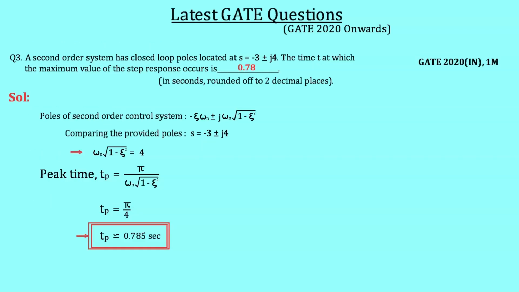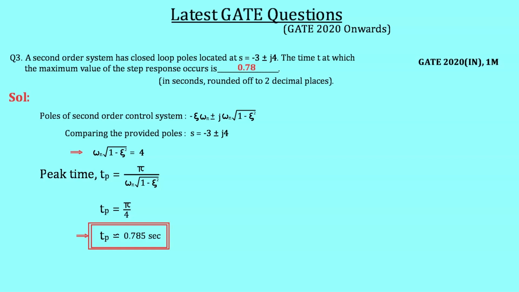We are aware that the poles of a standard second order control system are of the form minus zeta into natural frequency omega n, plus minus j omega n multiplied by the square root of 1 minus zeta square. After comparing it with the poles provided in the question, we get the value of natural frequency multiplied by the square root of 1 minus zeta square to be equal to 4.